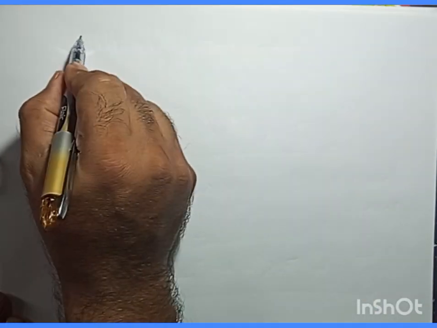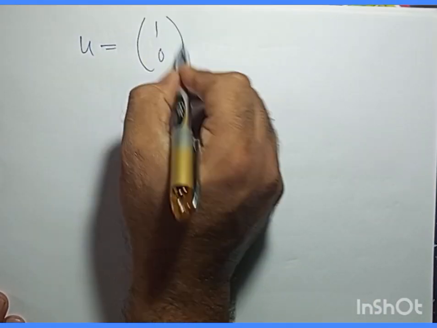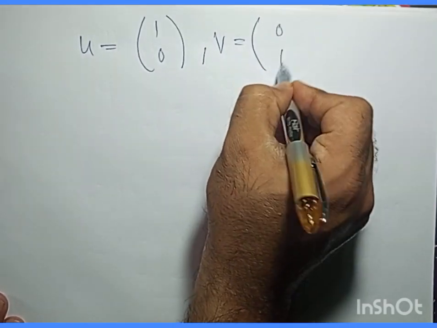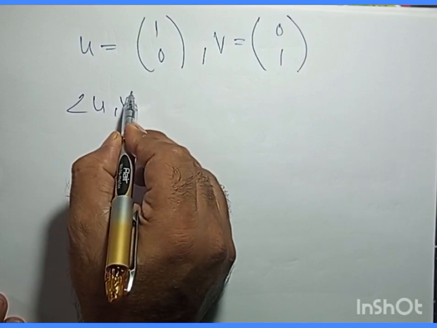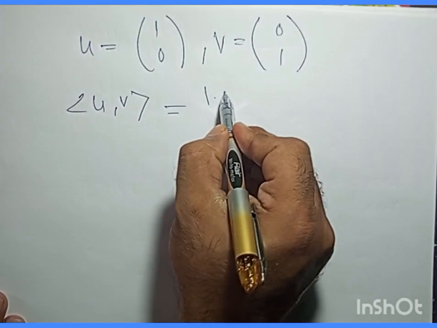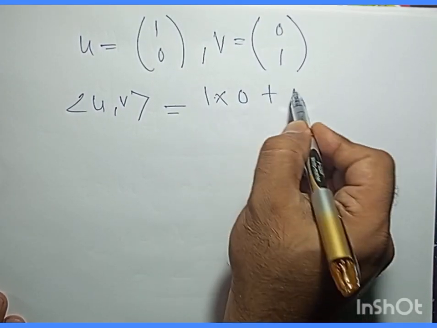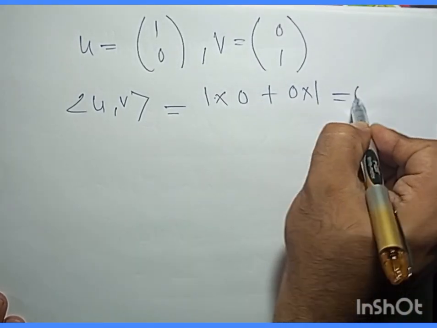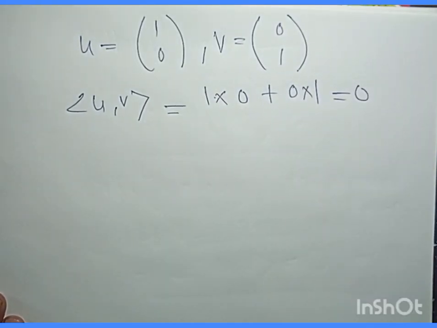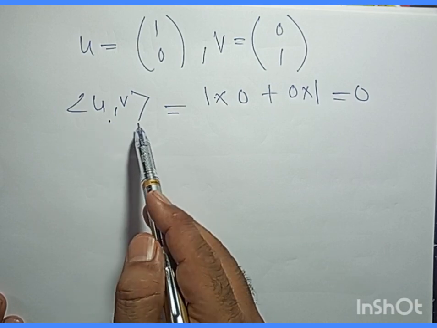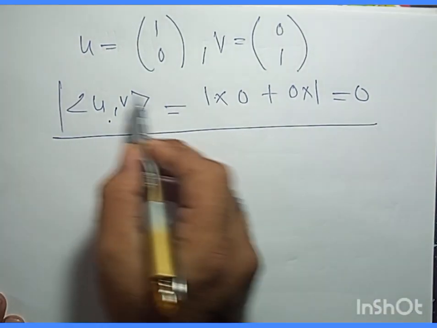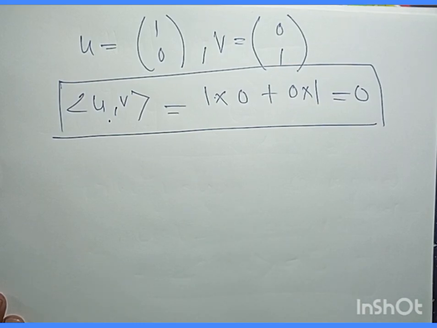As an example, say u is the vector 1, 0, and v is the vector 0, 1. I will calculate the inner product of u and v. What will that give me? 1 times 0 plus 0 times 1, and that gives me 0. So what does that mean? That means u and v are orthogonal to each other, and the angle between these two vectors is equal to 90 degrees.